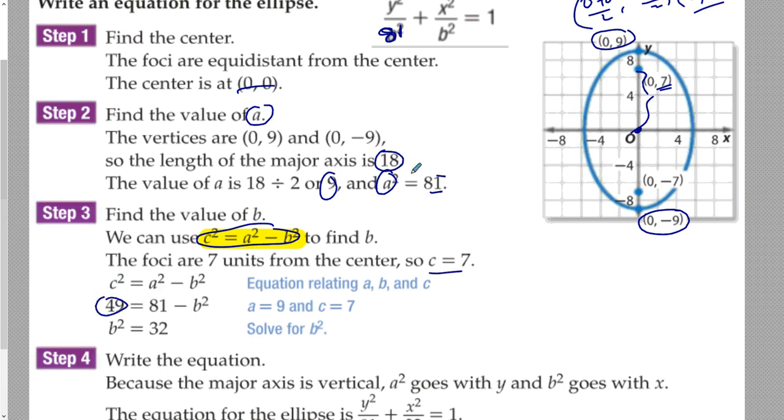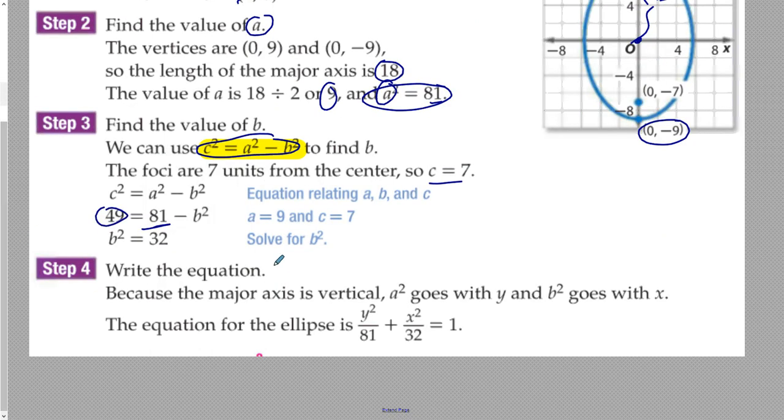So c squared will be 49. A squared, we already figured out, is 81, and then we solve for b squared. So I subtract 81, divide both by -1 to get it positive. B squared is 32. I don't care what b is, because I want b squared, and that's going to be 32.